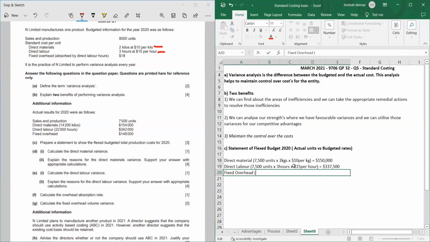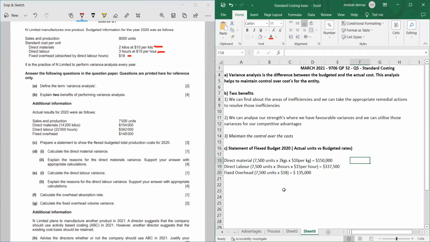Then fixed overhead: 7500 units into the rate given, which is $18. So 7,500 units into $18 gives us $135,000.